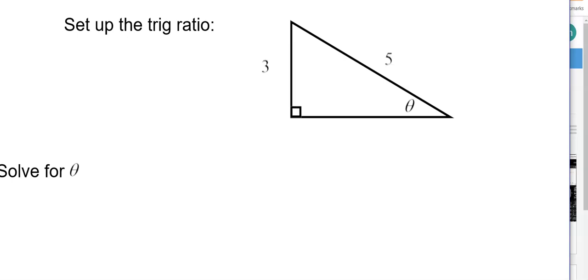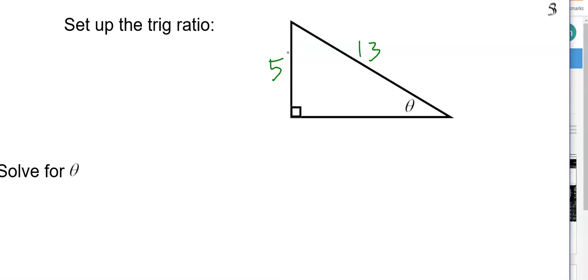Oh, I use the same example. Let's write a slightly different example here, just so we have something else. So let's make this one our second favorite triangle. Let's make this 13 and make this side 5. Okay, set up the trig ratio.